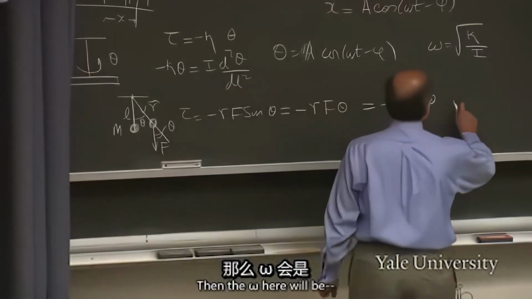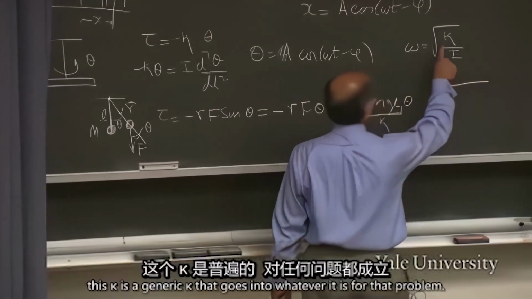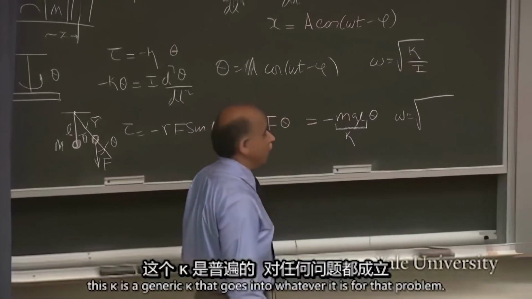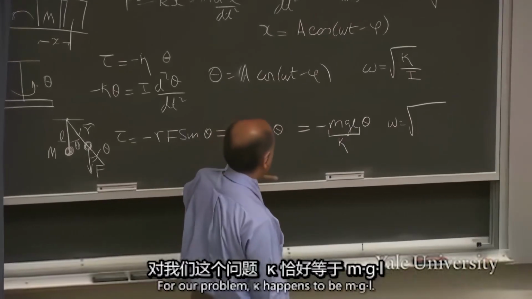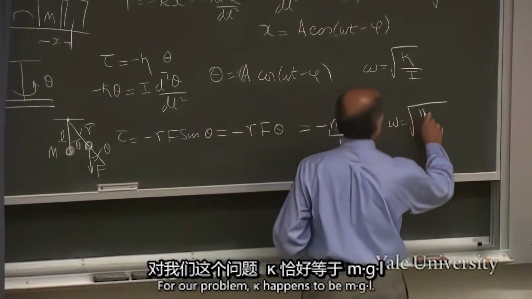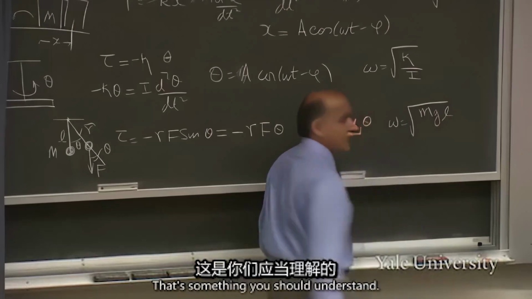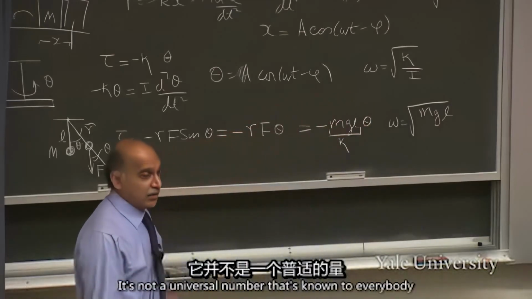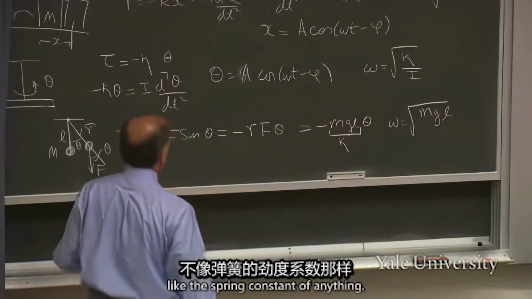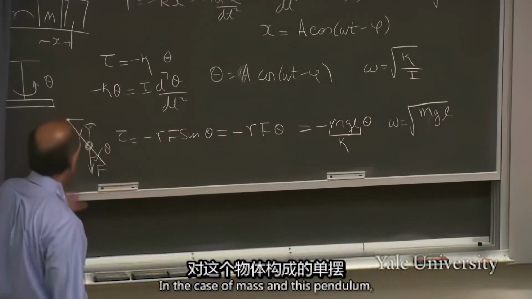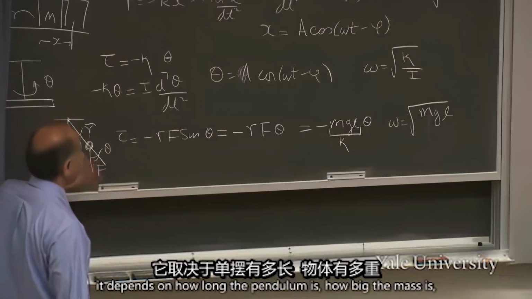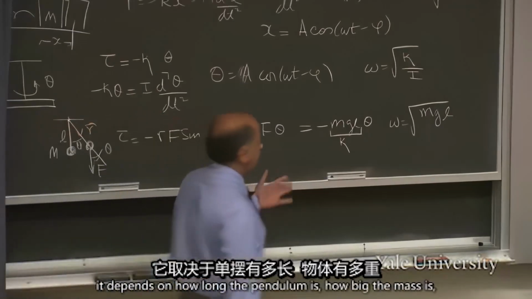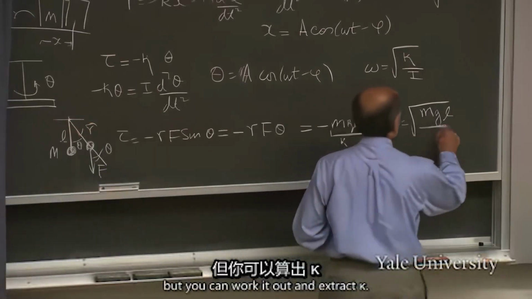Then the omega here will be, this kappa is a generic kappa that goes into whatever it is for that problem. For our problem, kappa happens to be mgl. That's something you should understand. It's not a universal number that's known to everybody, like the spring constant of anything. In the case of mass and this pendulum, it depends on how long the pendulum is, how big the mass is, but you can work it out and extract kappa.